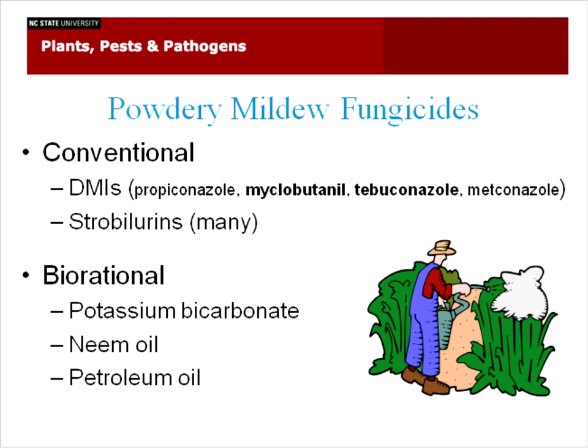What can we use for powdery mildews? Conventional fungicides, DMIs, and the strobilurins. Those that would be available to homeowners would be things containing myclobutanil and tebuconazole. Some of the biorationals, the softer pesticides, are not going to be as effective, but may give you some control, such as potassium bicarbonate relative to baking soda, neem oil, and petroleum oil.